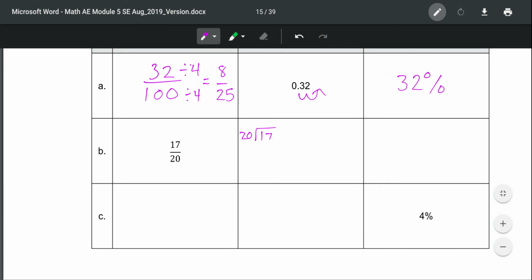So 20 doesn't go into 17 evenly, so add a decimal point and a 0. 20 goes into 170 8 times. 8 times 20 is 160. Remainder of 10, add a 0, bring it down. 20 goes into 100 5 times. So you get 0.85. And as a percent, you want to move the decimal 2 places to the right, so it'd be 85%.